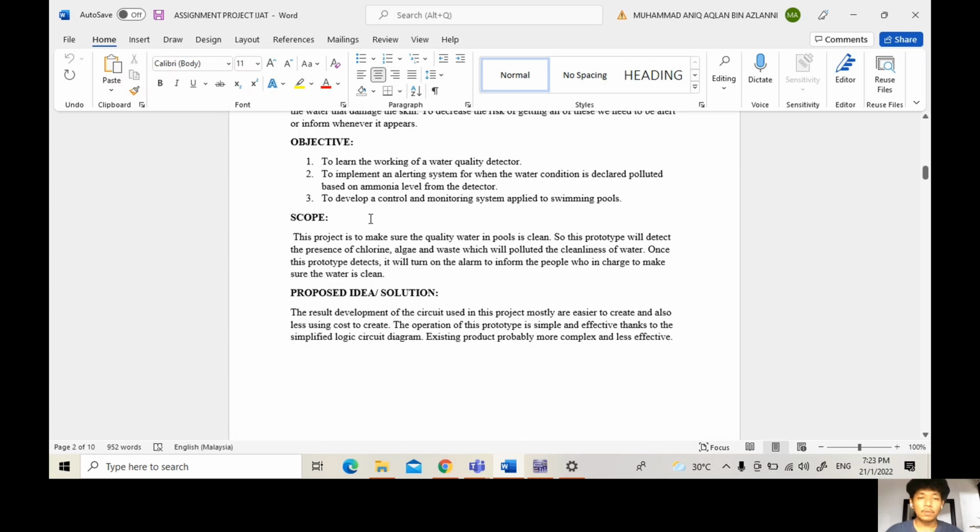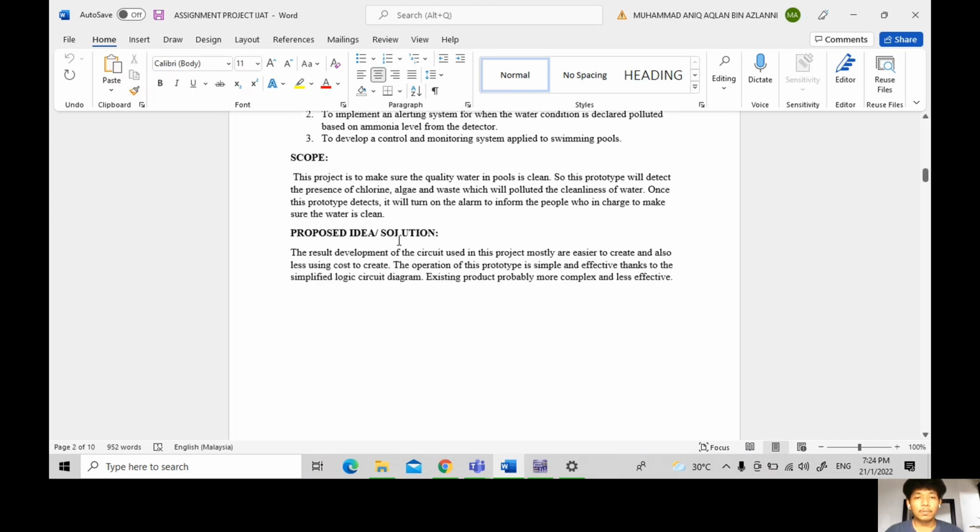So next we go to the scope. The scope for this project is to make sure the water quality in pools is clean. This prototype will detect the presence of chlorine, algae, and waste, which will pollute the cleanliness of water. Once this prototype detects, it will turn on the alarm to inform the people in charge to make sure the water is clean.